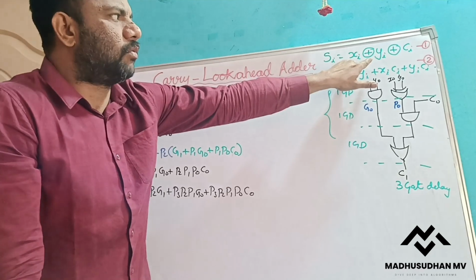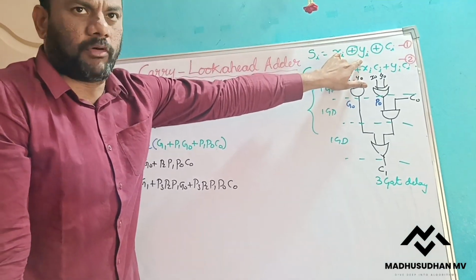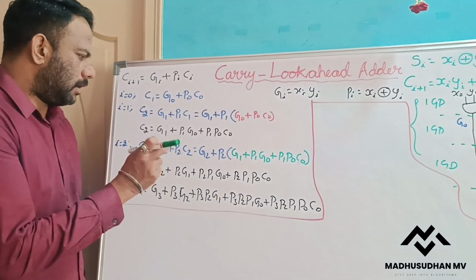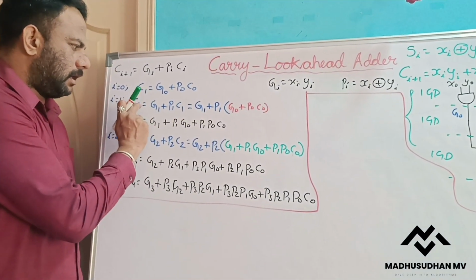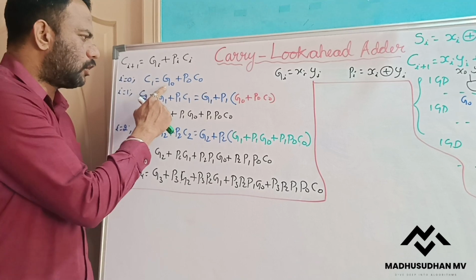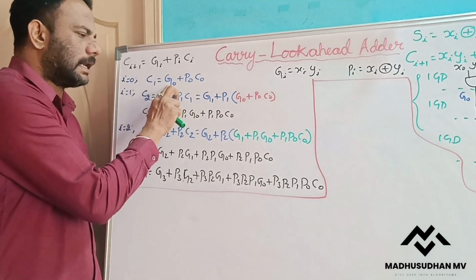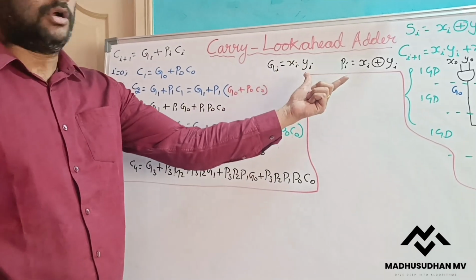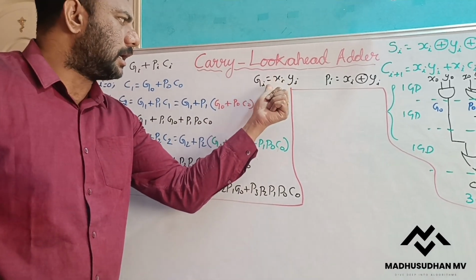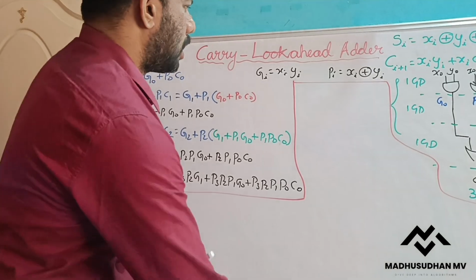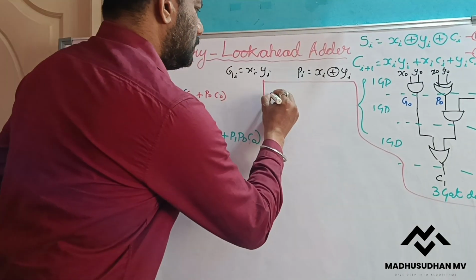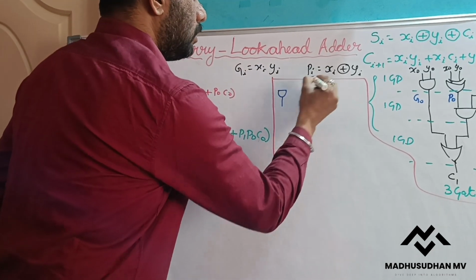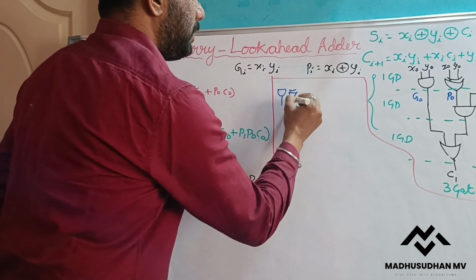Sum is equal to Xi exclusive OR Yi exclusive OR Ci. In order to eliminate the dependency on the previous carry, we have used carry generate functions and carry propagate functions. To generate the carry generate function Gi, I use one AND gate, and one exclusive OR gate to generate Pi.